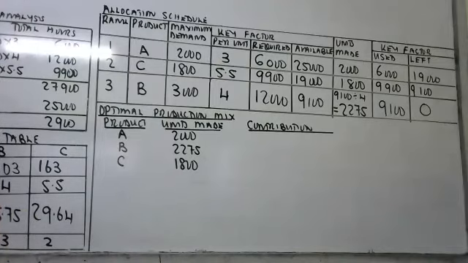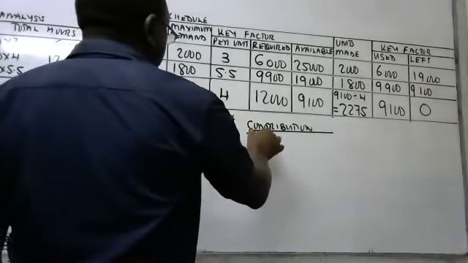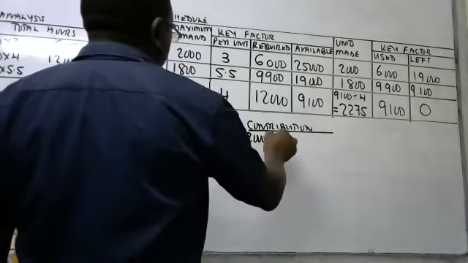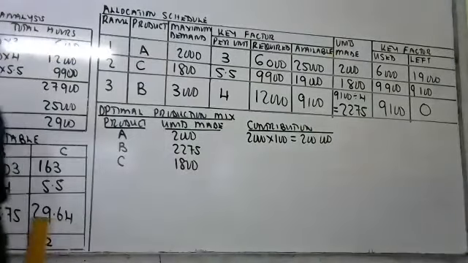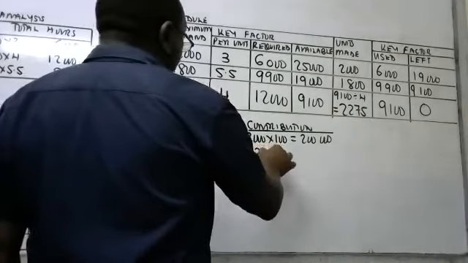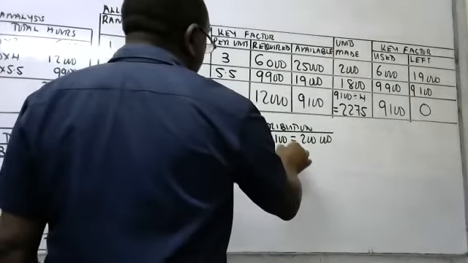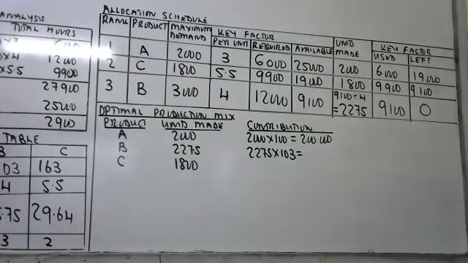What do you mean by 6075? Oh, you have added. Okay. So now I can see that, although it's not necessary to add. Good. So now for the contribution, it will be 2,000, and each one has a contribution of 100. So that is 200,000. Then for B, it is 2,275 multiplied by 103. 2,275 multiplied by 103 is how much?